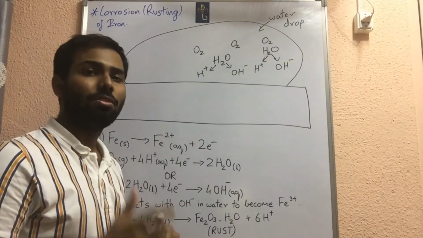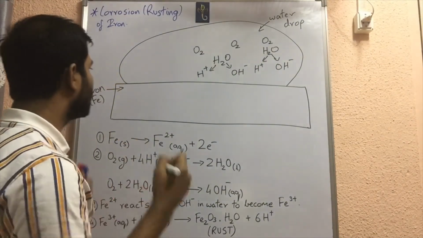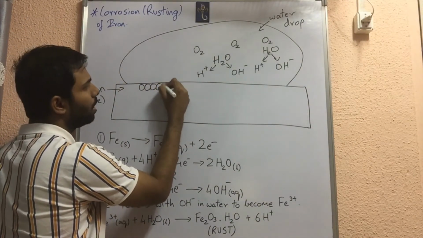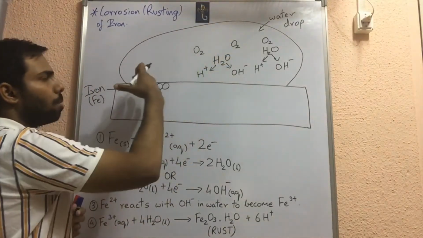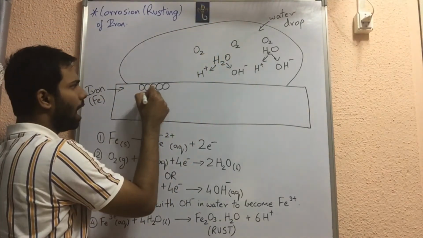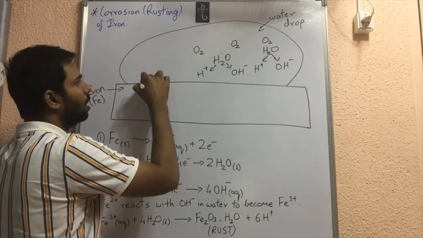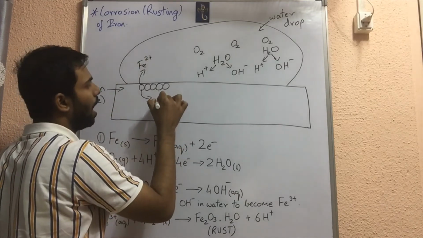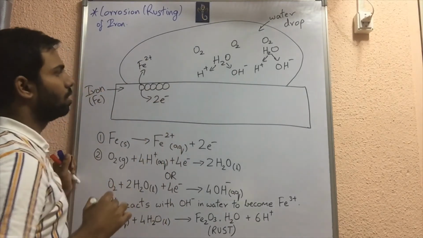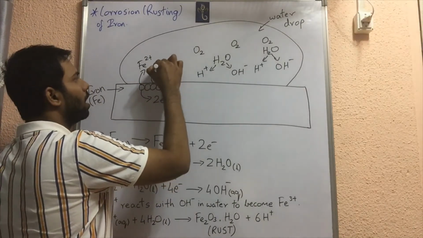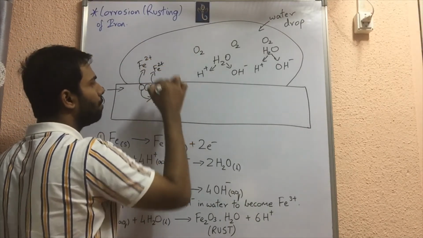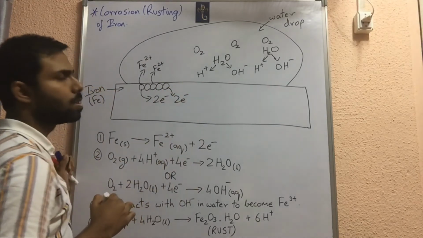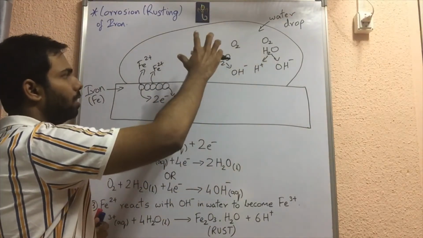Now the first thing that is going to happen is, here the iron atoms, what is going to happen because of this water droplet? Because of it, these iron atoms will split into Fe2 plus and give out 2 electrons. Similarly, suppose another Fe atom splits into Fe2 plus and 2 electrons. Why is this happening? Because of the water droplet. So this is the first equation.